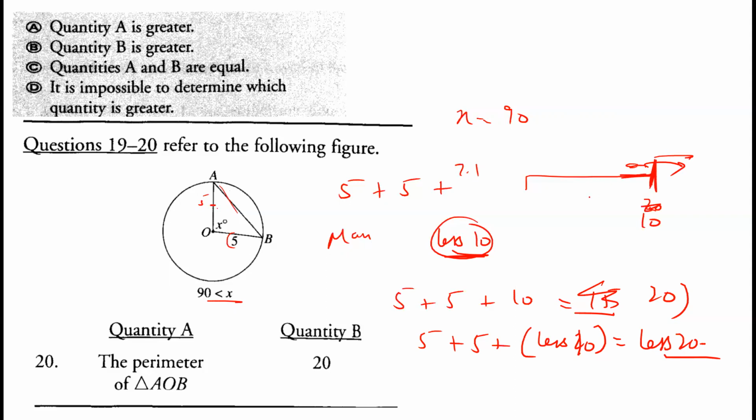It cannot be more than 10. 5 plus 5 plus 10 would be 20, but 10 cannot be the side. AB can never be 10; AB can be less than 10. So 5 plus 5 plus less than 10 will be a number that is less than 20. So option B is correct. The quantity B, 20, will always be greater than the perimeter.